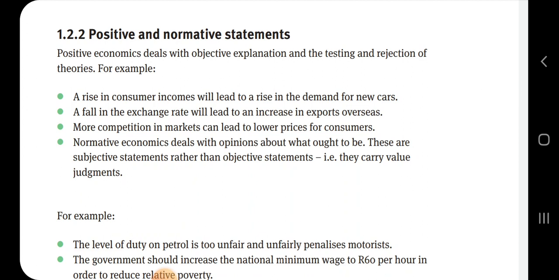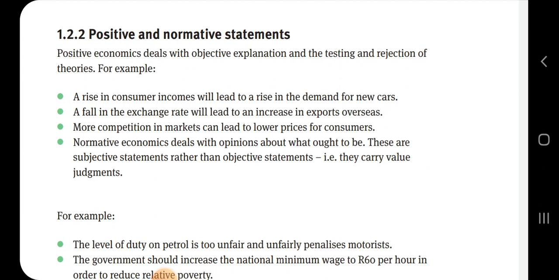Positive economics deals with objective explanation and the testing and rejection of theories. So with positive economics, we test things to know whether they are so. We don't just go along with things, we test. For example, a rise in consumer income will lead to a rise in demand for new cars. So if consumers have more money, they will be buying cars.